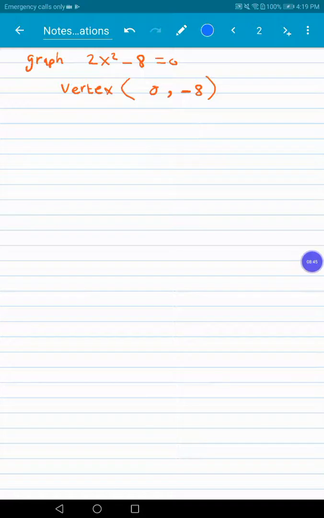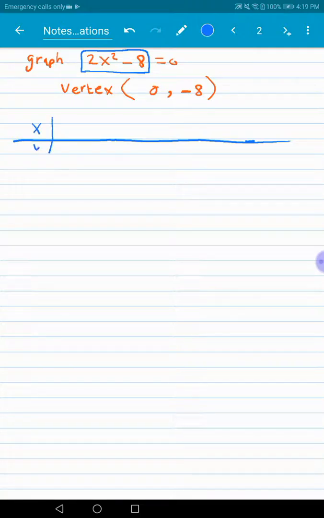Let's complete here. We were asked to solve by graphing, and to graph, of course, 2x squared minus 8 equals 0. First we found that the vertex is 0 and minus 8. Now we make a table of values for x and y. We need to find 3 to 4 values before the vertex and 3 to 4 values after the vertex. The vertex x coordinate is 0 and the y is minus 8.